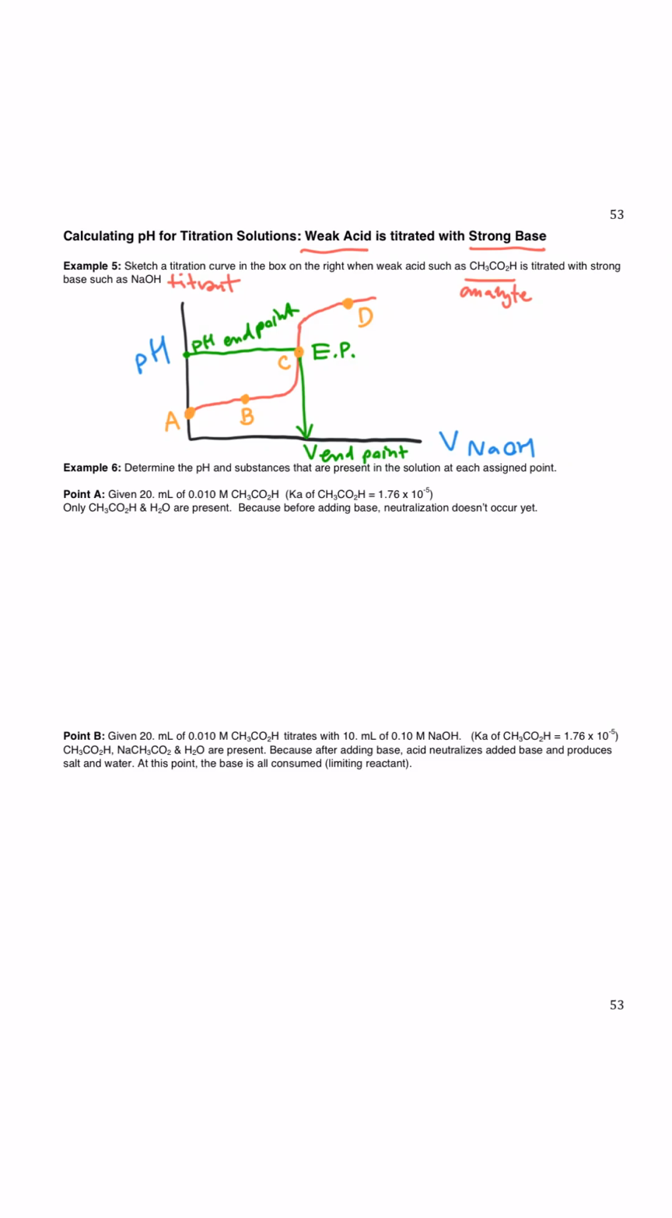For point A, before we add any base, the acid-base neutralization reaction has not occurred yet. Therefore, it's only acid left. This acid here is a weak acid, and the weak acid doesn't dissociate completely. Therefore, the concentration of weak acid would not equal the concentration of the proton available in the solution. The concentration of weak acid will always be greater than the concentration of the proton that is available, because weak acid dissociates less than 100%.